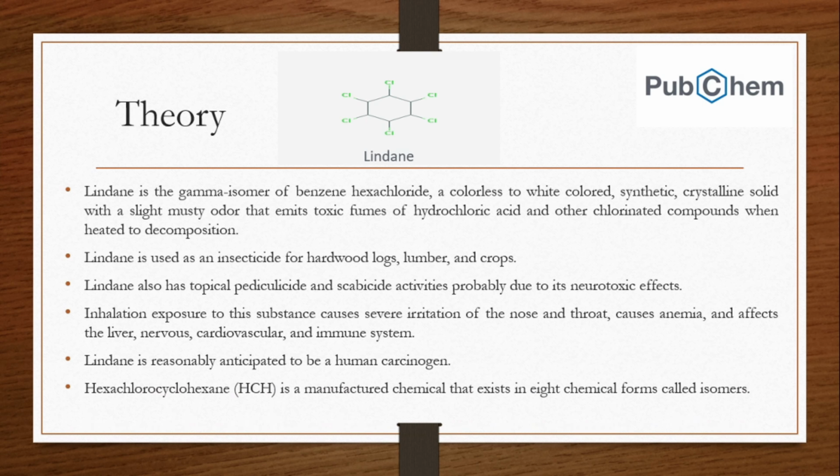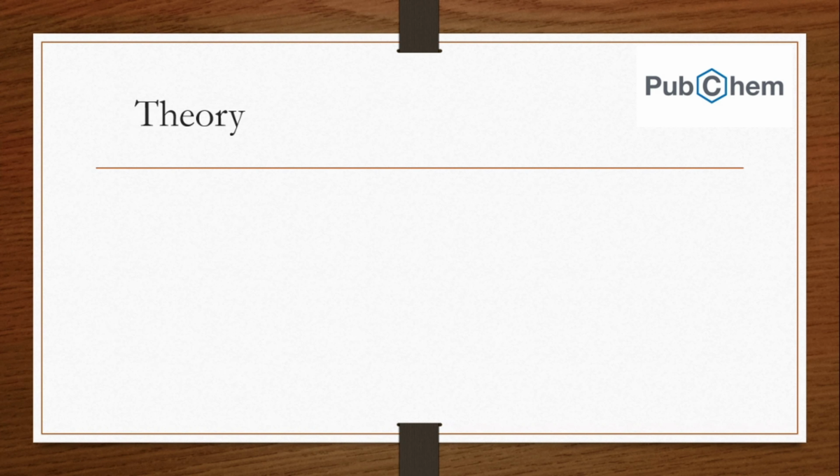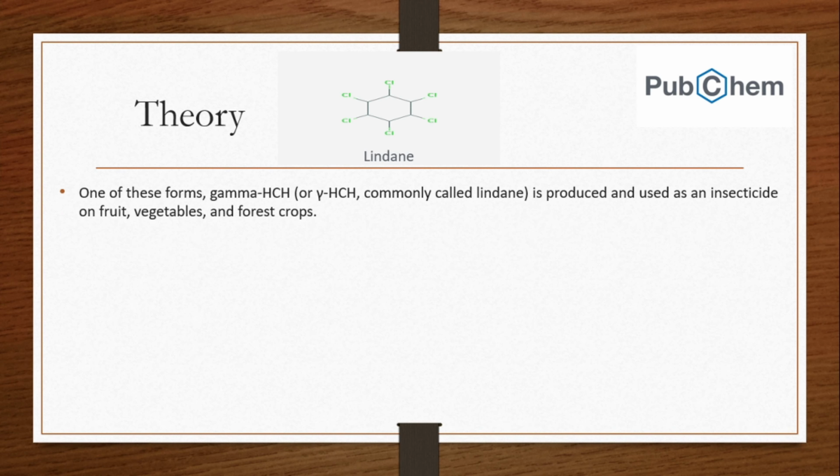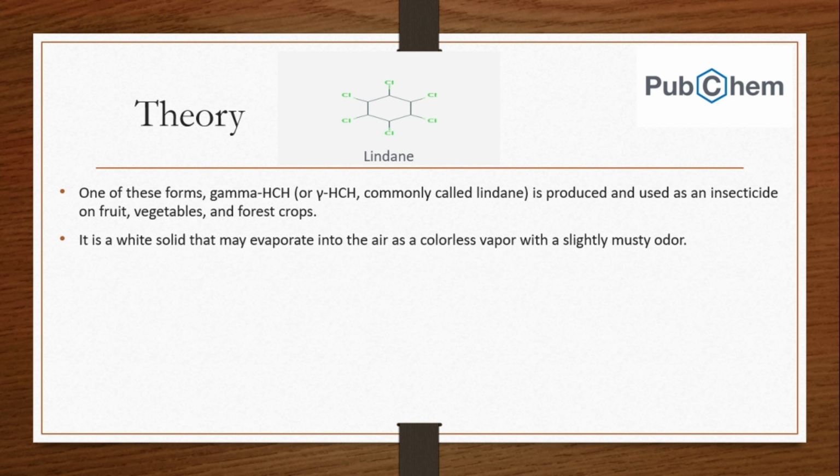Hexachlorocyclohexane, HCH, is a manufactured chemical that exists in 8 chemical forms called isomers. One of these forms, gamma HCH, commonly known as lindane, is produced and used as an insecticide on fruit, vegetables and forest crops. It is a white solid that may evaporate into the air as a colorless vapor with a slightly musty odor.